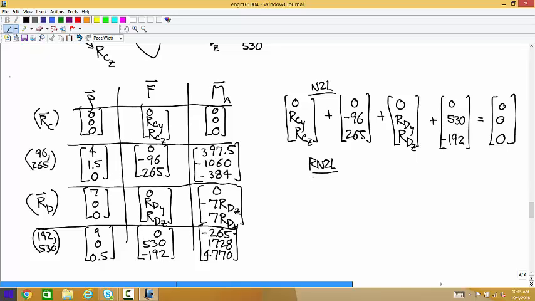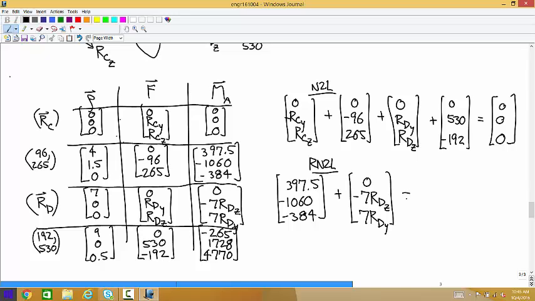And the moment equation says 397.5, negative 1060, negative 384, plus 0, negative 7 RDZ, positive 7 RDY, plus negative 265, 1728, 4770. And I'm going to write this now as 0, 0, 0.